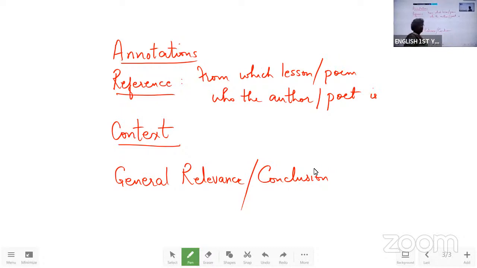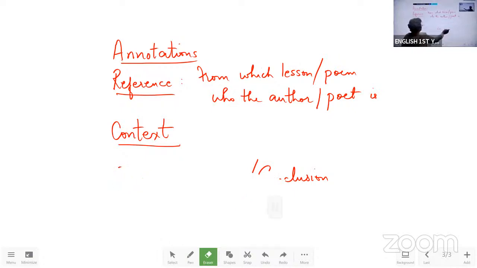I hope you know the meaning and spelling of conclusion. Or you can also write critical comment. Whatever the subheading, it means the same. It sums up the whole thing about the poet and what he wants to convey. So in this way, you write the annotation.